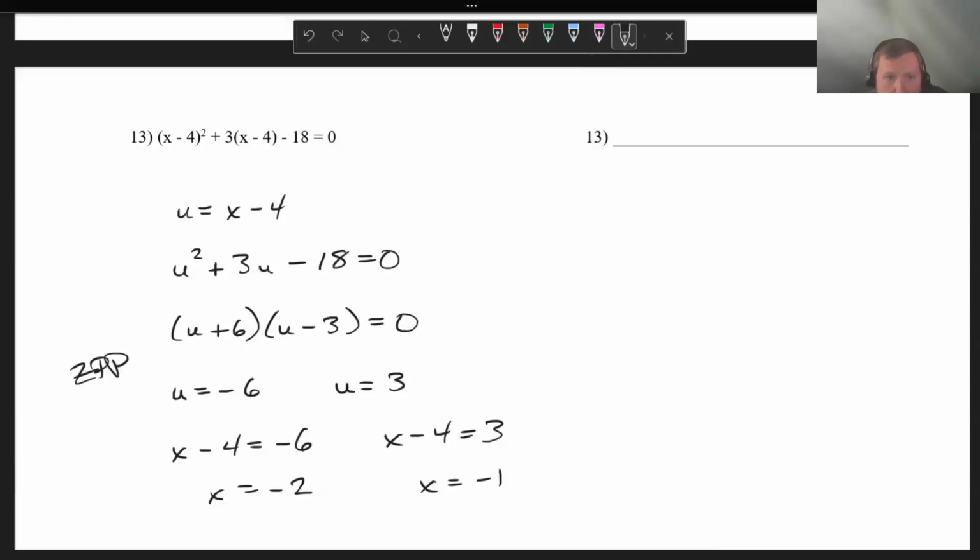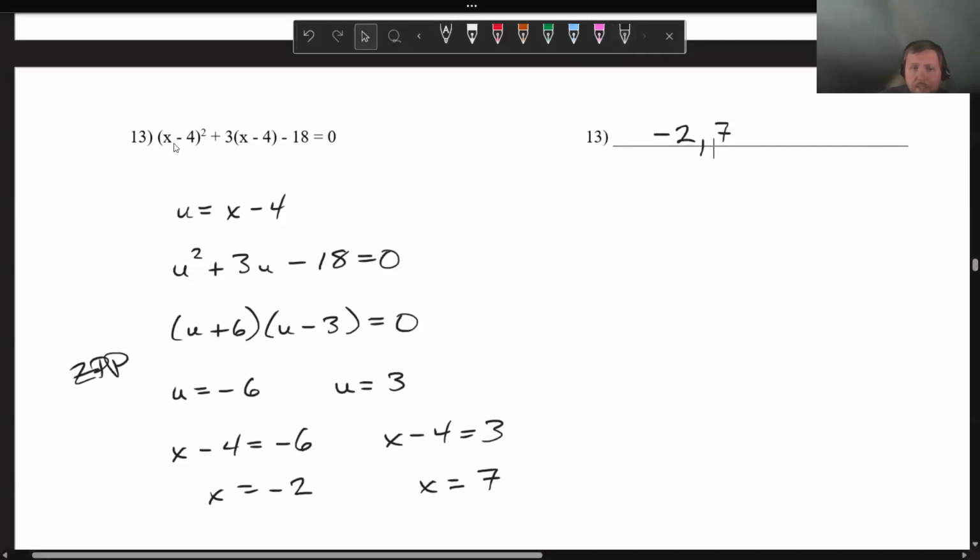Oh, I take it back. Positive 7. So when I add 4 to both sides, I get a positive 7. So I have negative 2 and positive 7.